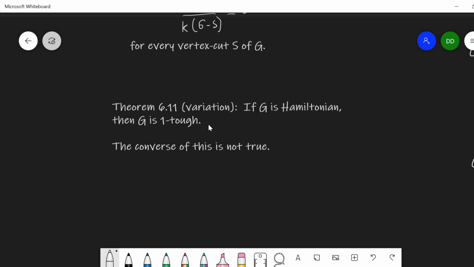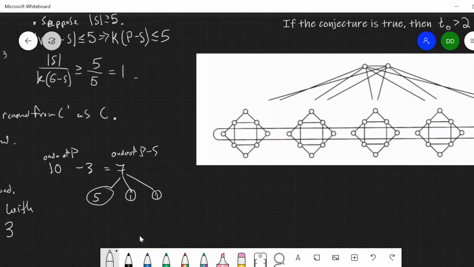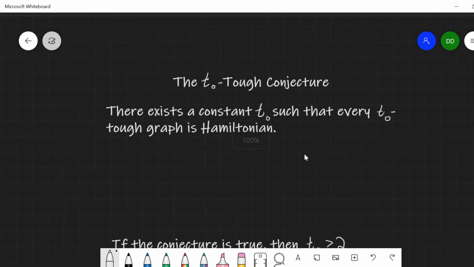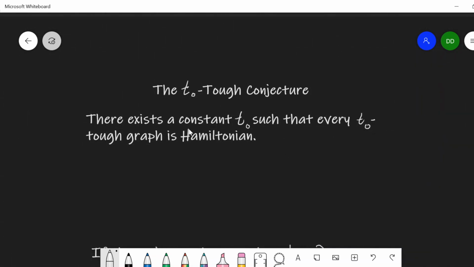So the question, if a graph is, say, 2 tough or 3 tough, certainly if G is Hamiltonian, or, I guess I can't say that, but is there any high enough toughness for a graph to guarantee that it is Hamiltonian? This is the T-tough conjecture. There exists a constant t-naught such that every t-naught tough graph is Hamiltonian.